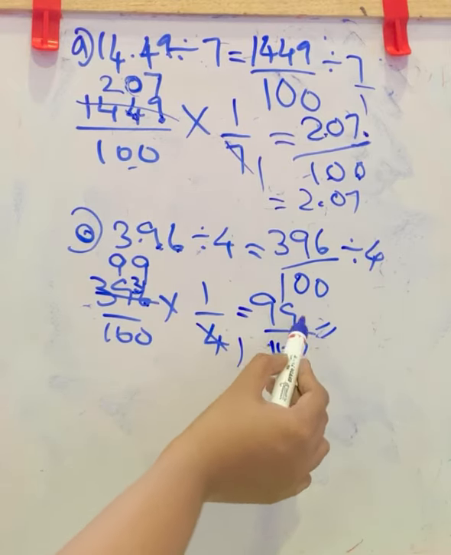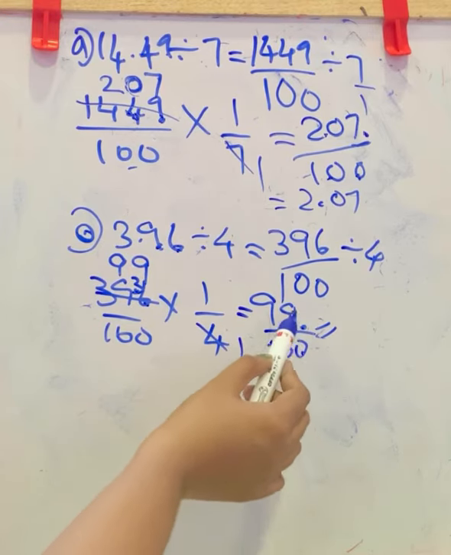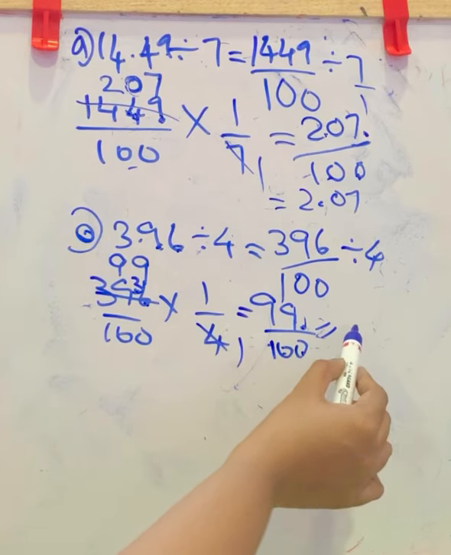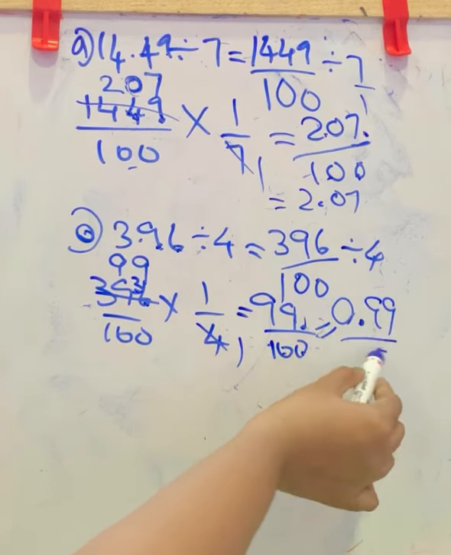Here in 99 decimal is at the end. So here there are 2 zeros in 100. 2 places to left side. Decimal reaches 0.99. So you can write 0.99.